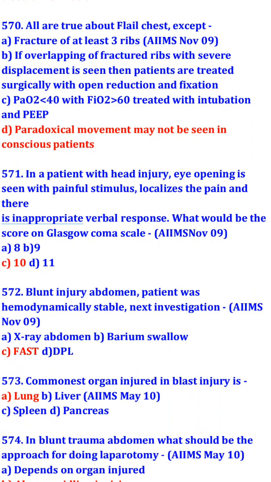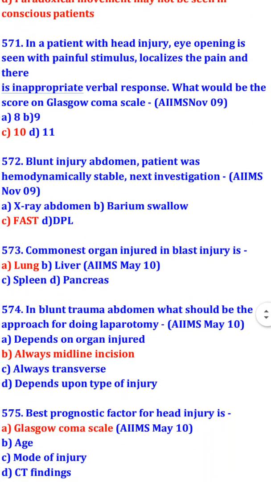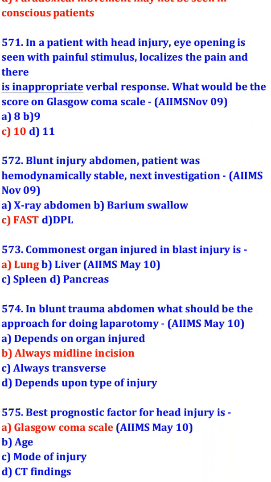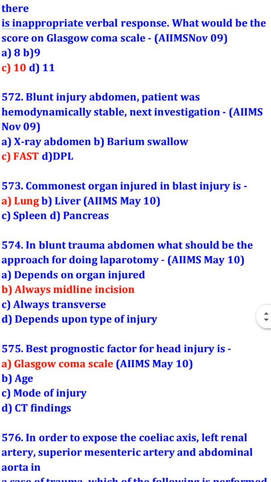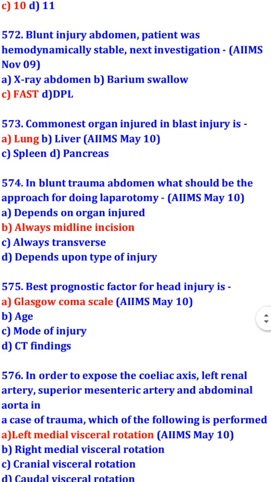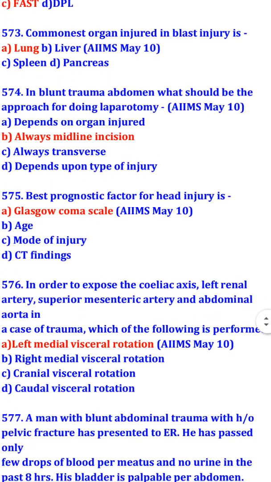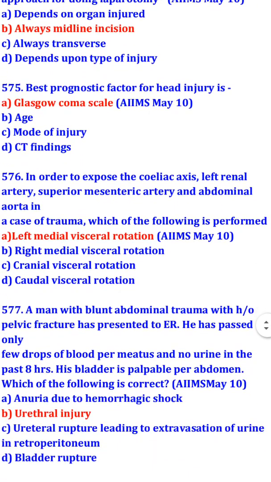10. Blunt injury abdomen patient was hemodynamically stable. Next investigation is FAST. Commonest organ injured in blast injury is lung. In blunt trauma abdomen, what should be the approach for doing laparotomy? Always midline incision. Best prognostic factor for head injury is Glasgow Coma Scale. In order to expose the celiac axis, left renal artery, superior mesenteric artery, and abdominal aorta, in a case of trauma, which of the following is performed?